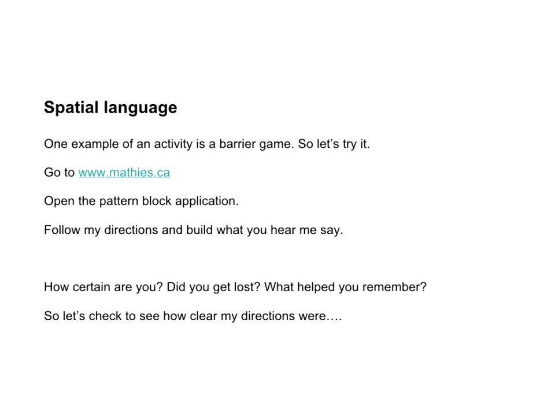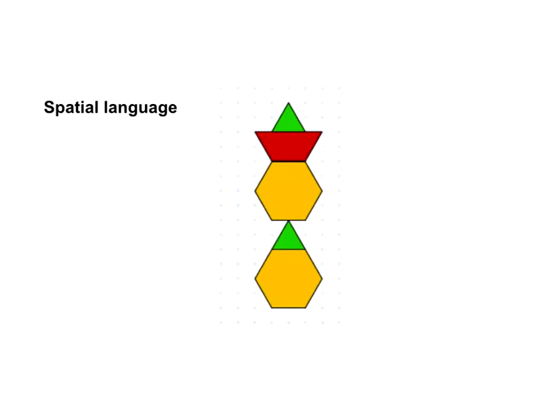Another example is a barrier game, and I'm kind of cognizant of my timing here, so I'm going to just explain, rather than get back into the Massey's. We will come back to Massey's in a minute, but one of the other tools on Massey's is a pattern block app. So there's the square tiles, there's also the pattern blocks, and I would give directions, and you're probably all familiar with these barrier tasks, where I would give directions and have you build what I would describe in this image and then we would compare.